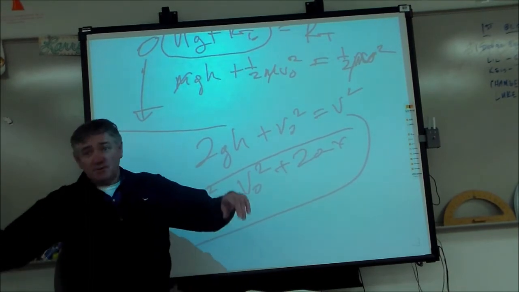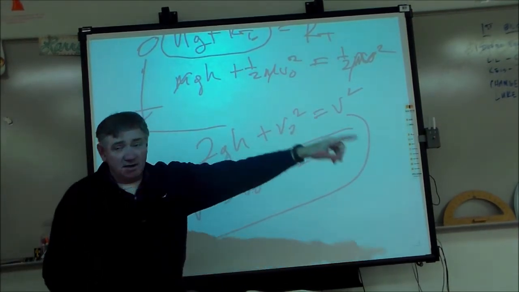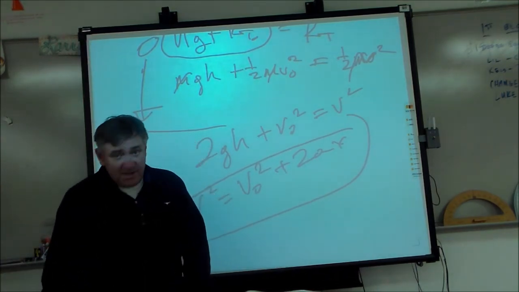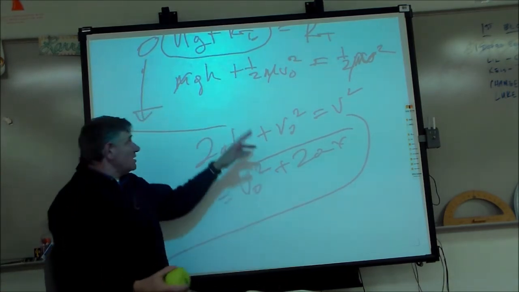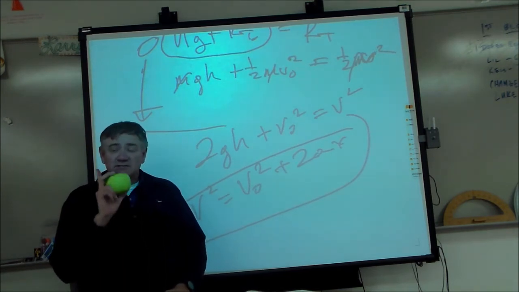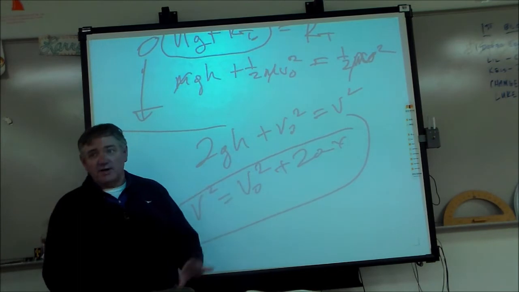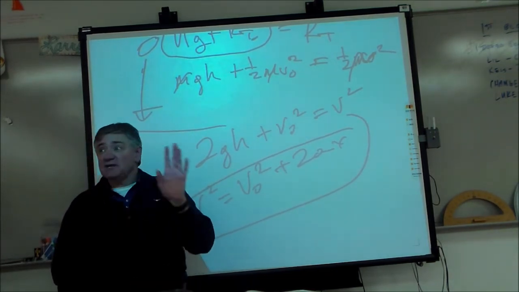Situation number 2, I'm going to throw it with the same velocity, but I'm going to throw it horizontally, and then I'm going to have it hit the ground. And then I'm going to throw it down, or throw it at an angle, or whatever I want to do. As long as I throw that thing at 10 meters per second, does it make any difference which direction I throw it in terms of my final answer? No, it doesn't make any difference.